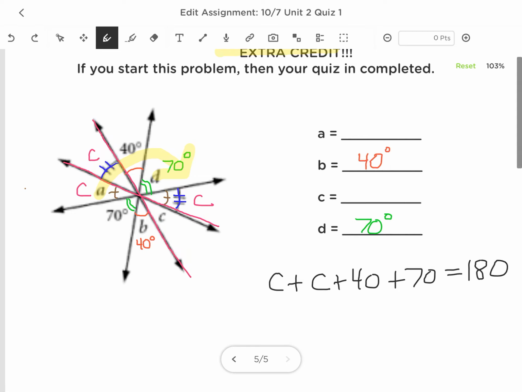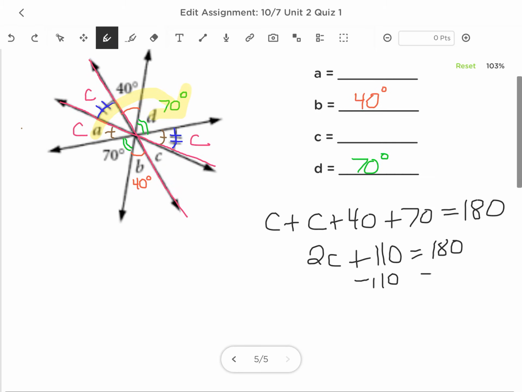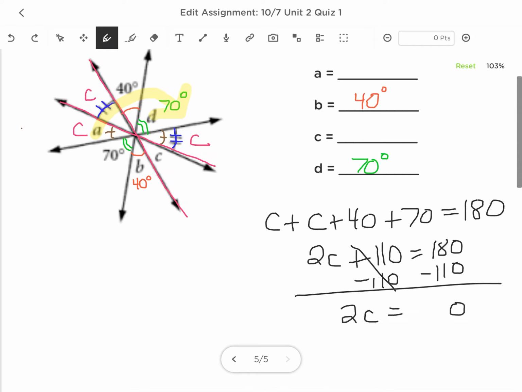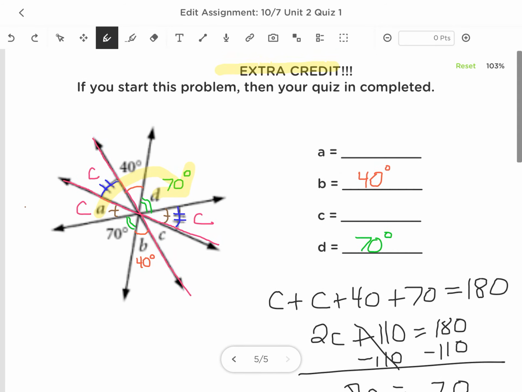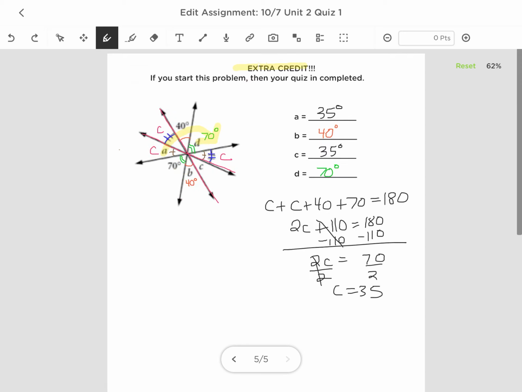Now we can go ahead and combine those like terms. So I've got 2C plus 110 equals 180. Subtract 110 to find that 2C is equal to 70. Then divide by 2, and we'll find that C is 35. That means A and C are the same value, so that's going to be 35 degrees. And then C, we said, was 35 degrees. And then there we have our extra credit.